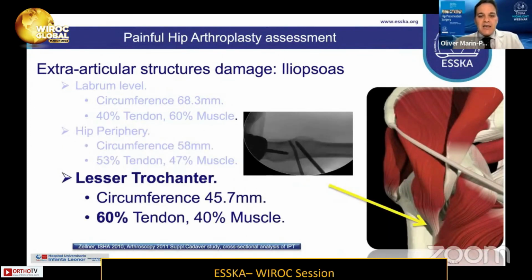And finally, it's very popular to go to the area of the lesser trochanter. For me, it's a little bit more difficult. I prefer the proximal one, the area of the labrum, but you can go here and you can cut. But remember, this area can involve 60% of the tendon or maybe more than that. So be very careful about the loss of strength after the iliopsoas release in this area.